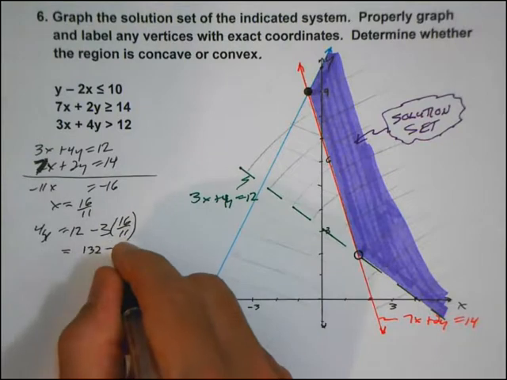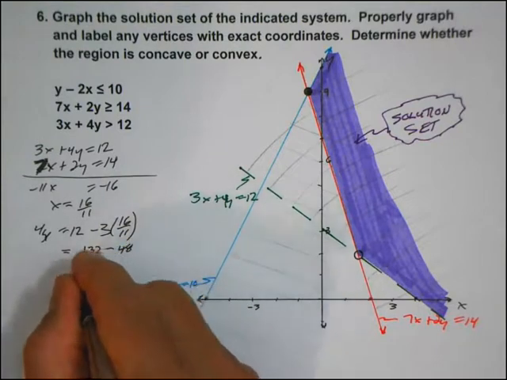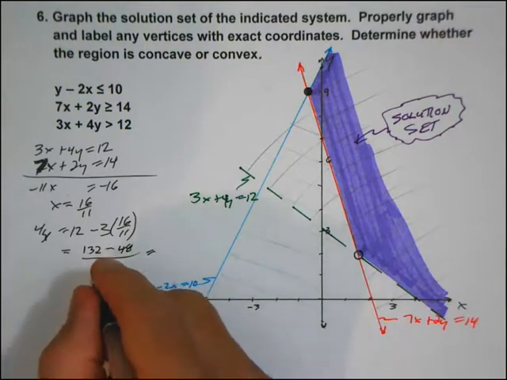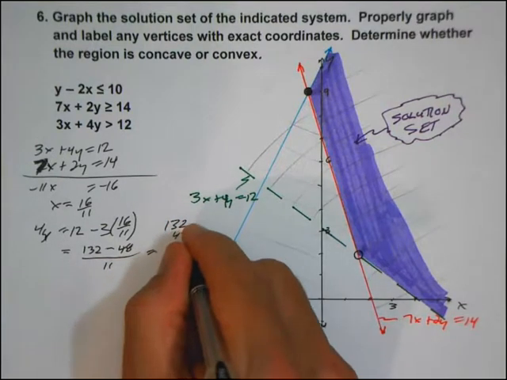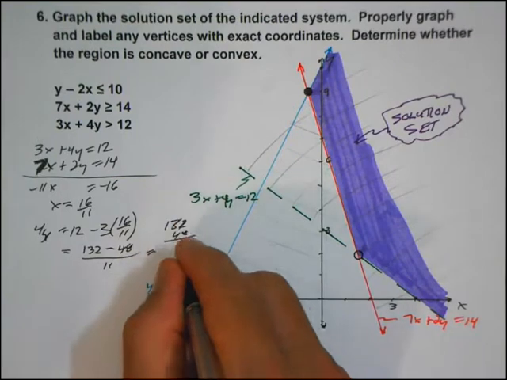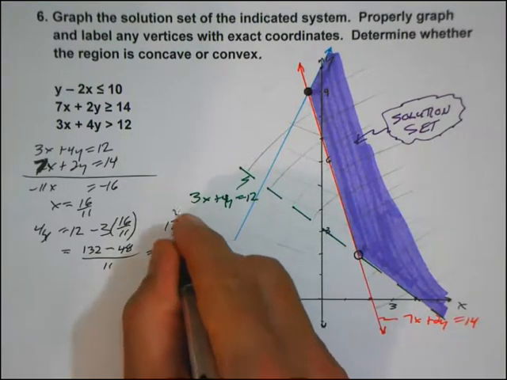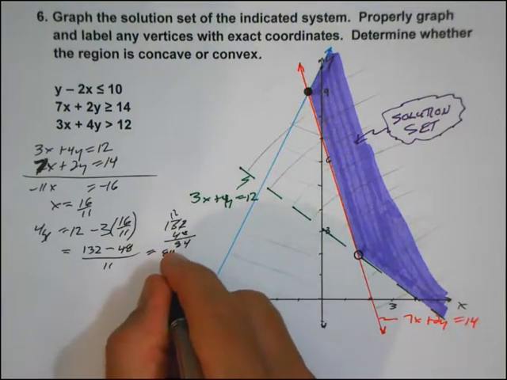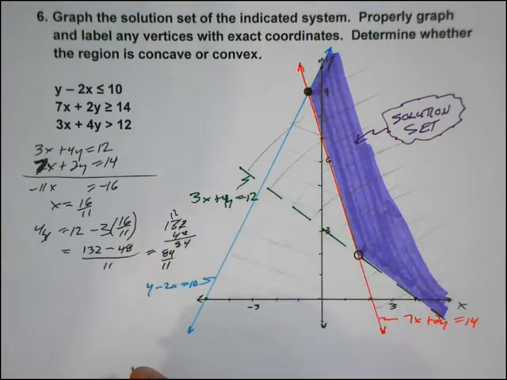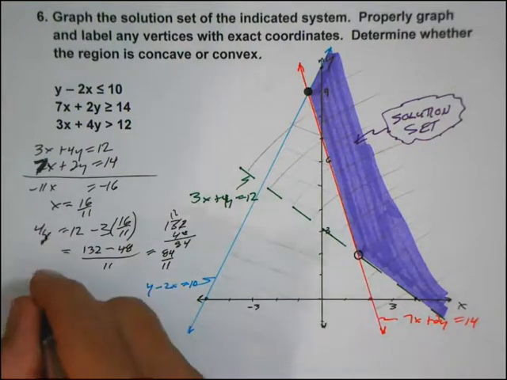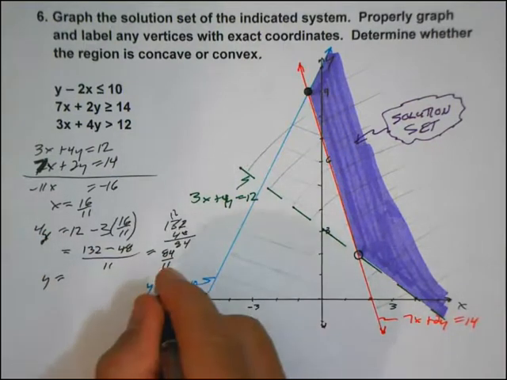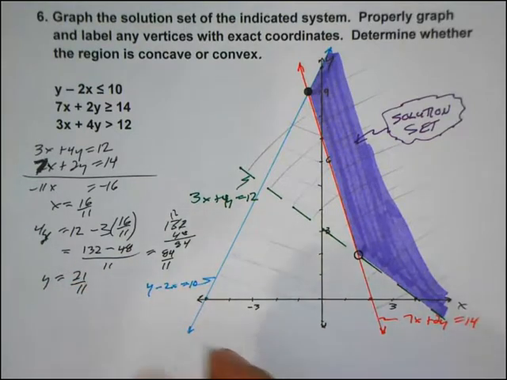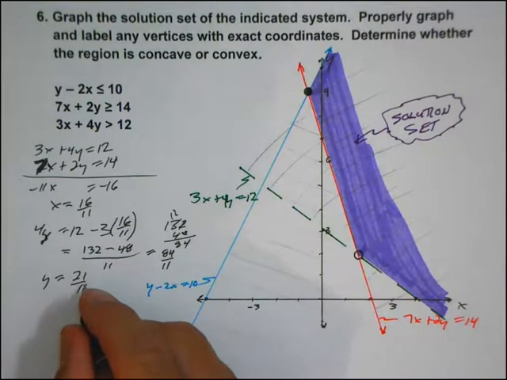Minus 3 by 16, that's 48 over 11. Okay, let's see, that would be 132 minus 48. 2 from 12 is 4. 84. Okay, 84 over 11. That's for 4y. So y is going to be a fourth of that. 21 over 11. Alright, let's see if we like that as far as graphic consistency.